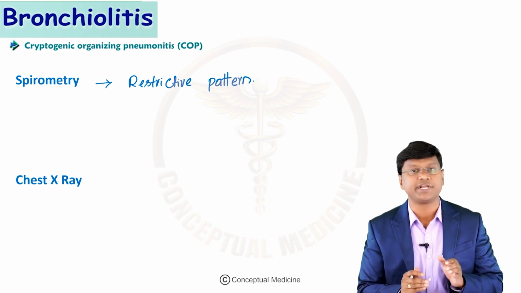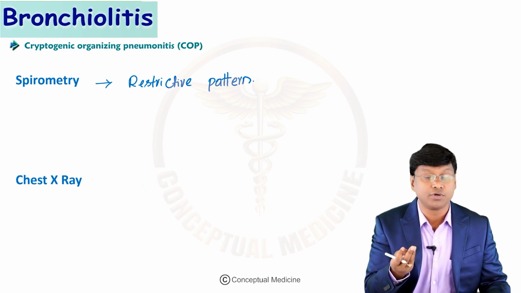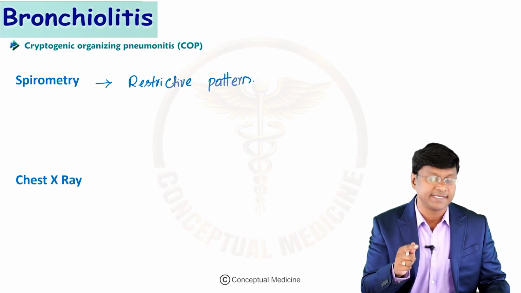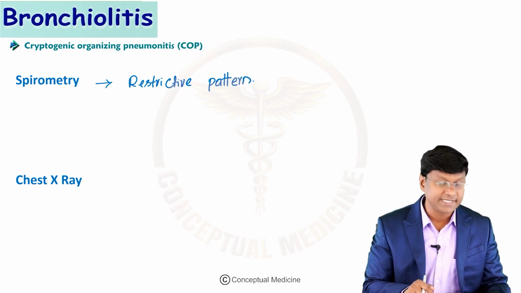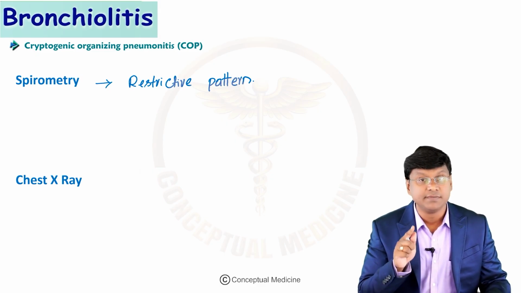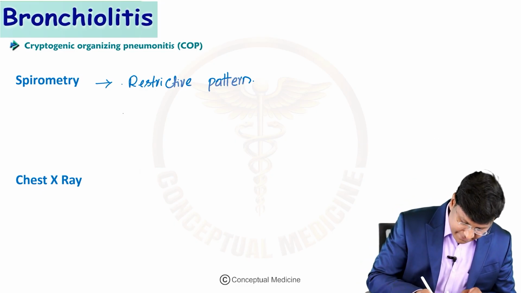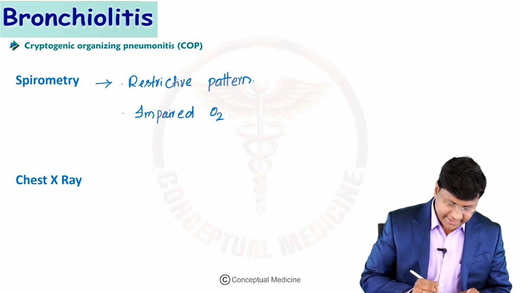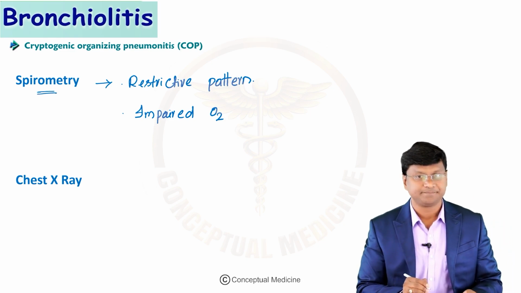It will show you a restrictive pattern. The previous one, obliterative bronchiolitis, that is constrictive bronchiolitis, we discussed as an obstructive pattern. But in case of cryptogenic organizing pneumonitis, please remember it is a restrictive pattern, and there will be impaired oxygenation. That is what you will observe in the spirometry.